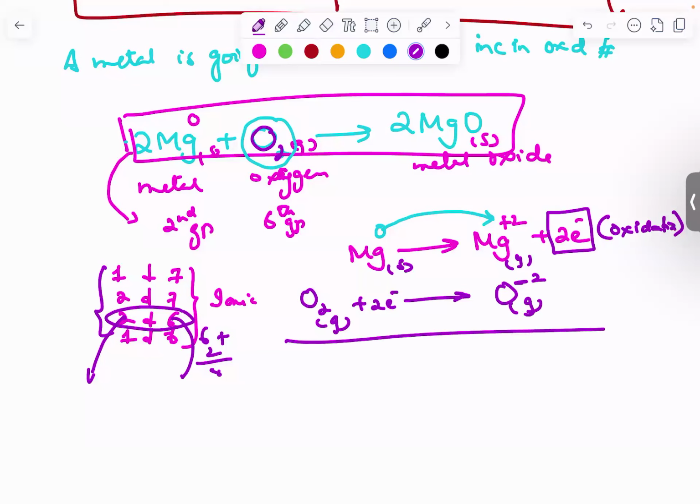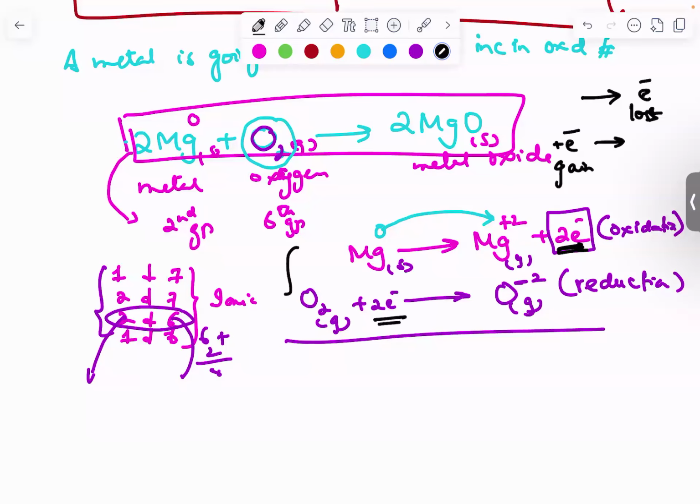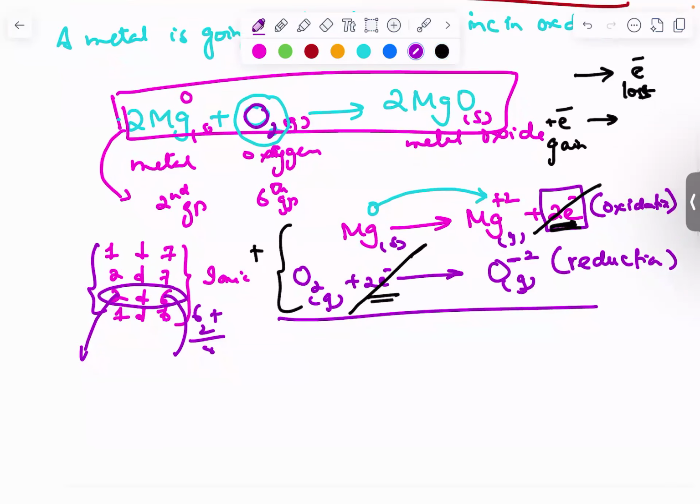All right, so this is it. Now add them up. And what is this? This is reduction. And I have told you multiple times that if the electrons are written after the arrow like this, it is the loss of electrons. And if the electrons are written before the arrow, this is called the gain of electrons. Now add these two equations up. Two electrons would be cancelled by two electrons, and then we are going to copy the other things. That would be now Mg solid plus O2 gas.